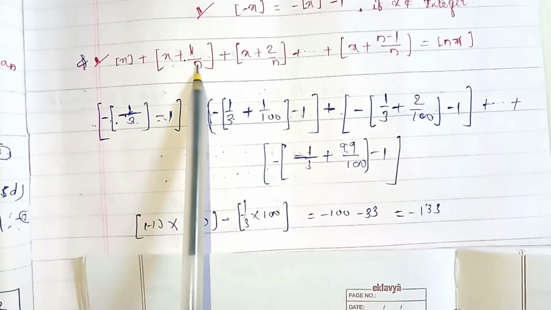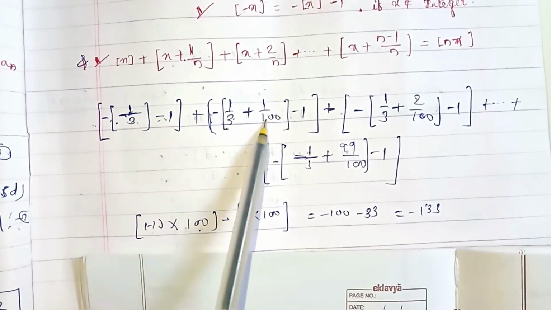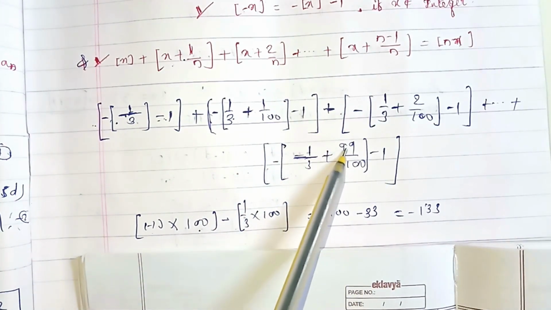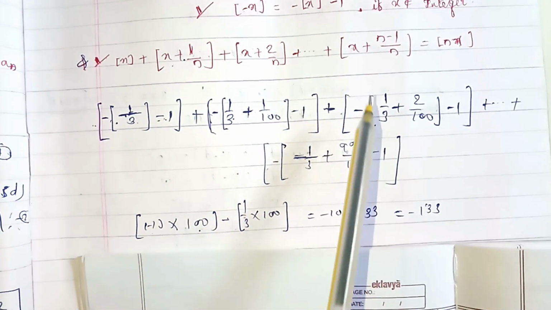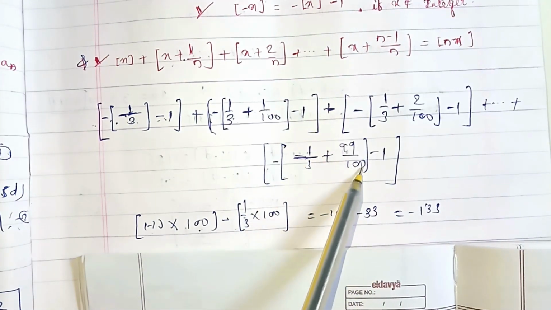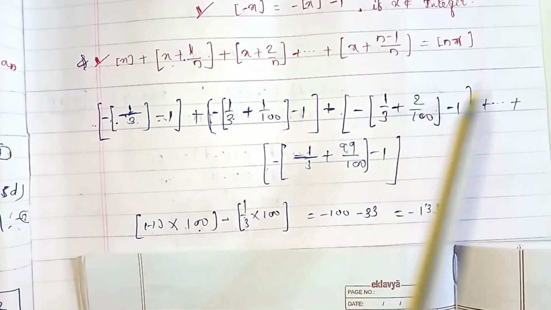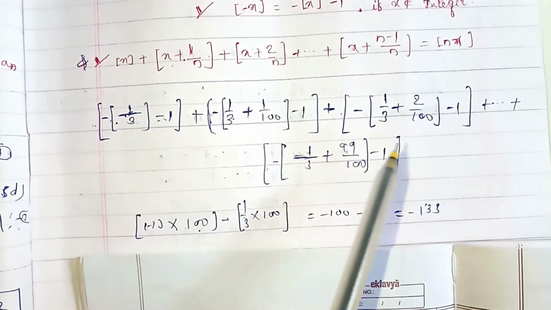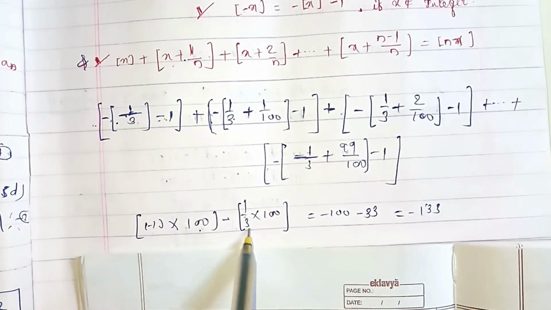Okay, and what is the value of n? n is 100 here. We have 2 by 100, 99 by 100, n minus 1 by 100. Sorry, n is 100, 100 minus 1 is 99. So I got n is 100 here. Okay, and what do we have for x? x is 1 by 3, x is 1 by 3, x is 1 by 3. Okay, so I got x is also 1 by 3.